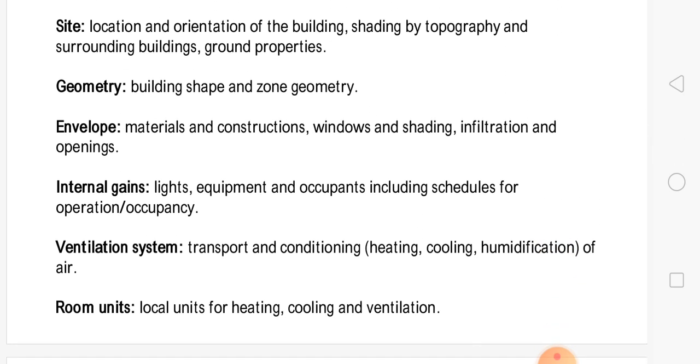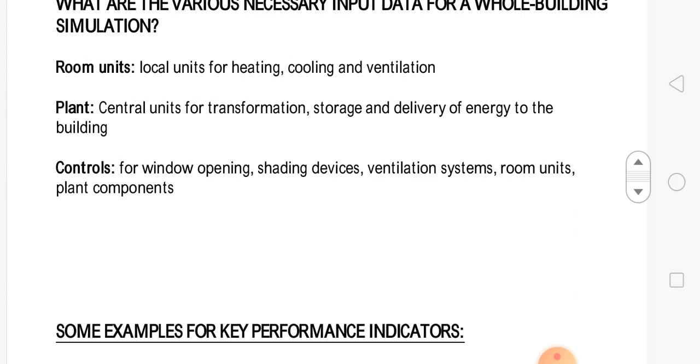equipment and occupants, including schedule for operation and occupancy. Internal gains, heat through occupancy. These data are also needed for whole building simulation. Ventilation system, room units, and plant and control. So these are the necessary information we need to have before we calculate and do an analysis for the building performance, how the existing building is performing.